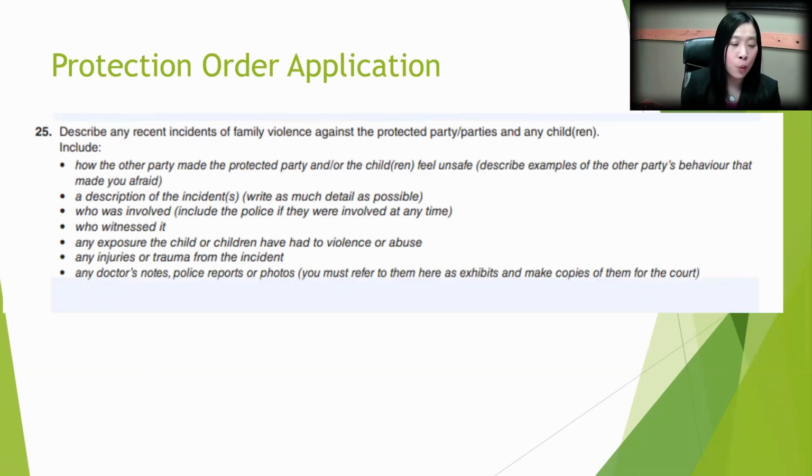So paragraph 25 is very much akin to 16 and 17. You have to describe the incidents of family violence that's already happened, any trauma, attach police reports and photos and doctor's notes. This is a big, big, big process. You're committing essentially your witness list on paragraph 25. You can see who witnessed it, who was involved. There is a lot to completing this portion.